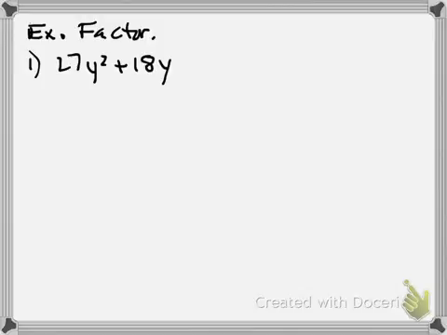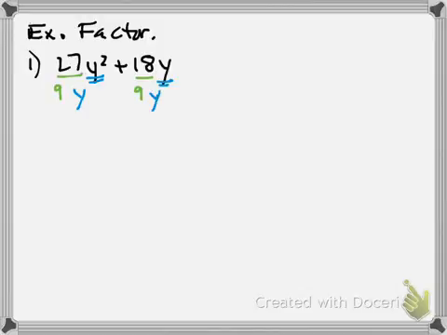All right, so let's start with the coefficients, 27 and 18. What do those two have in common? 9. Okay, so we have a 9. Now, y squared, y. What's the greatest thing I can pull out of both of those? 1. A y.